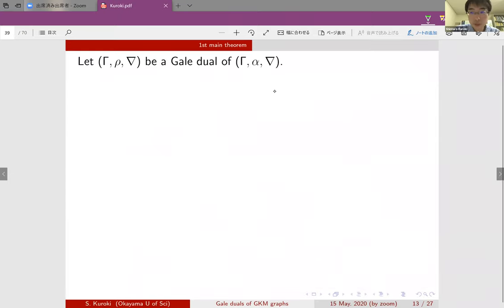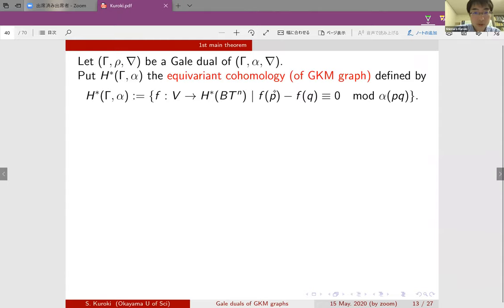So I want to state the first theorem. Let (Γ, ρ, ∇) be a Gale dual of (Γ, α, ∇). To state the first theorem, I also introduce this notion. There are several names for it, but in this talk I will call it the equivariant cohomology of a GKM graph, because it is related to the ordinary equivariant cohomology of the torus actions on the GKM manifold. So I put this name on this object.